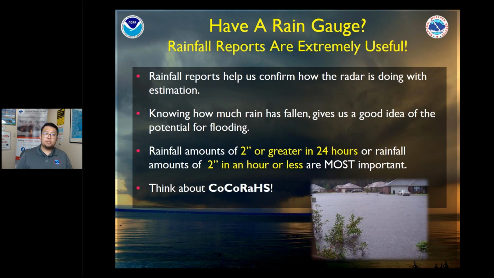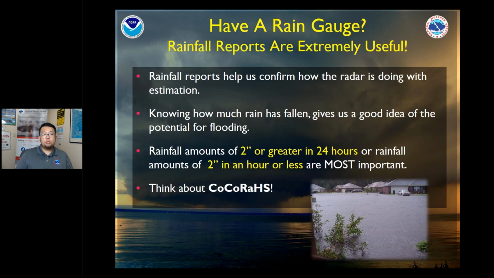If you have a rain gauge, that's awesome. Rainfall reports are also extremely useful. That means rainfall amounts, if you get more than 2 inches within a day, give us a call. If you know how much rain has fallen, that gives us a good idea for potential flooding in certain areas. Again, we have radar to estimate these things, but the ground truth is the ground truth, and we want to hear from you. These reports come into play during hurricane season. Anytime we get a hurricane, getting rainfall reports of 2 inches, 4, 5, 6, even sometimes over a foot of rainfall over a long period of time is incredibly helpful to us.